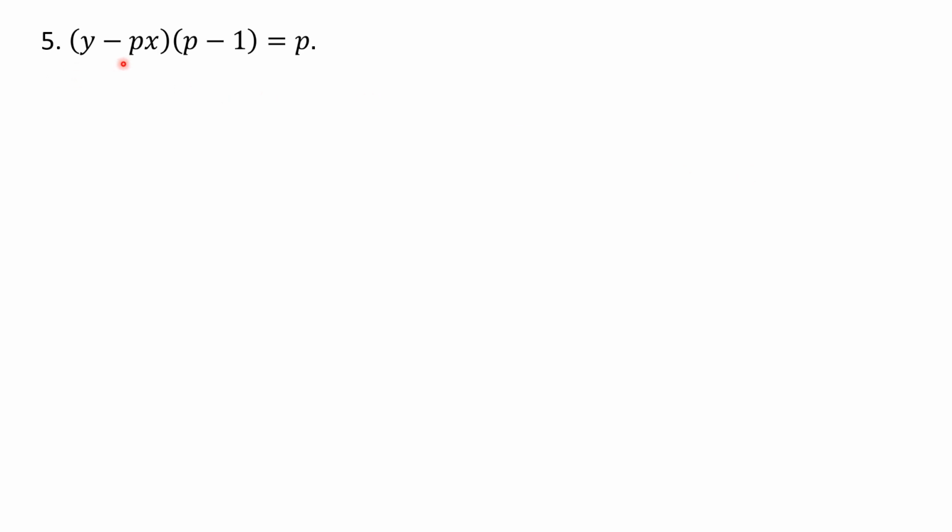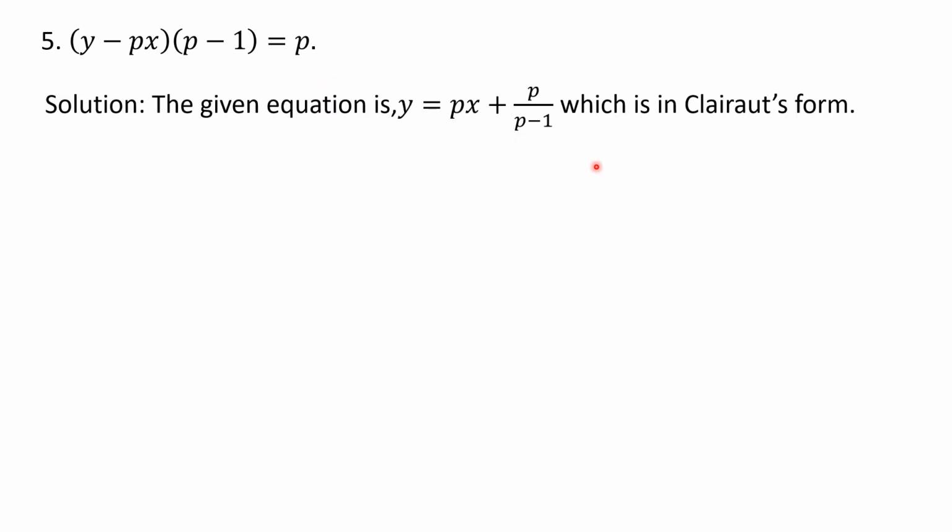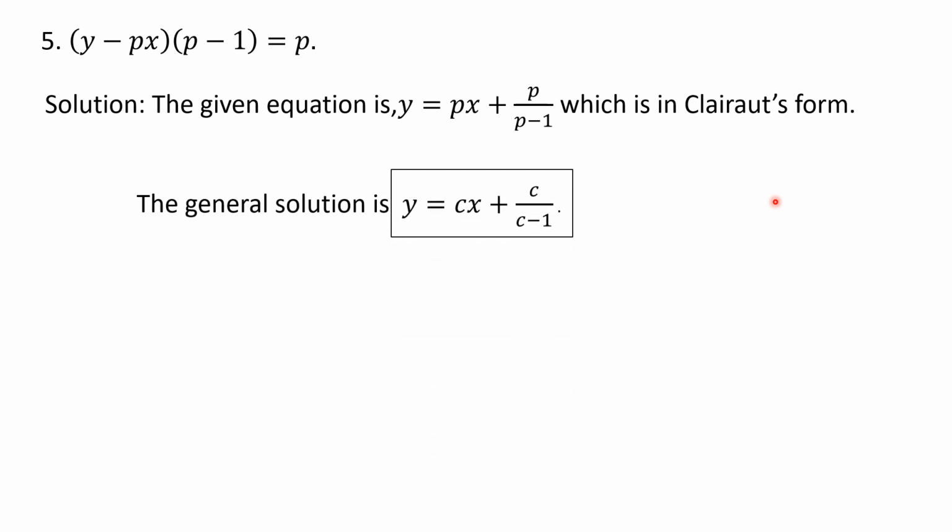See, we have to rearrange so that we can make it Clairaut's. Y minus px into p minus 1 equal to p. First you can take p minus 1 to this side, becomes p by p minus 1. So then y minus px equal to p by p minus 1, means y is equal to px plus p by p minus 1. So that's what we have, y is equal to px plus p by p minus 1, right. So that becomes a Clairaut's equation, correct, no? So we now solve it. The general solution is y equal to cx plus c by c minus 1.